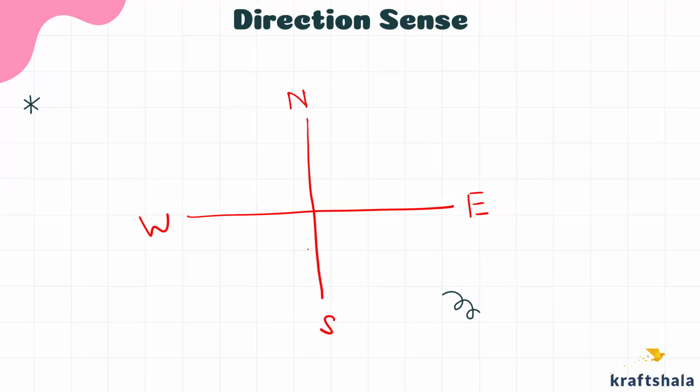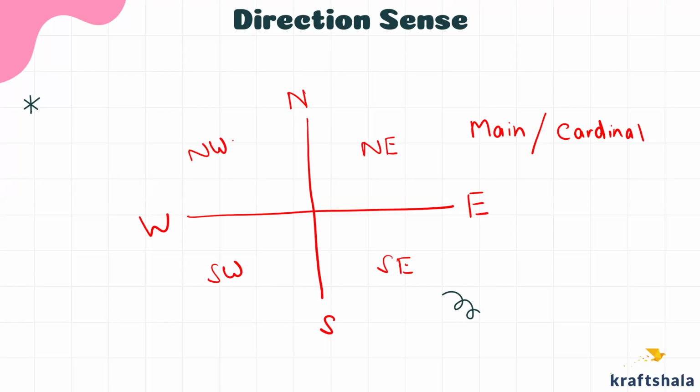Now, these four directions, north, south, west, east, are known as main directions, or you can say cardinal points. There are four other directions as well: northeast, southeast, southwest, and northwest. They lie in between the main directions. That is why they are known as intermediate directions or ordinal points, right? So north, south, west, east are your cardinal points. The other four are your ordinal points.